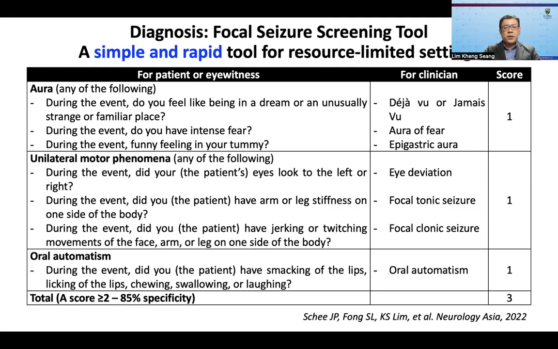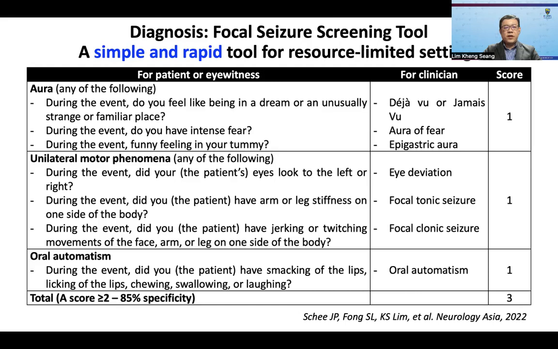Oral automatism can also be misunderstood sometimes, but this is uncommon, whereby some patients with tongue biting or teeth biting may tick yes, but in fact these are not oral automatisms. So a double check or confirmation by the clinicians on the right side is very important to make sure we have scored it correctly.